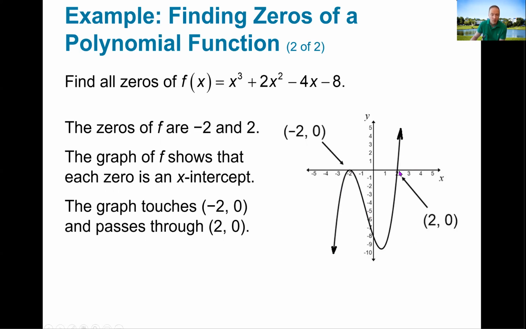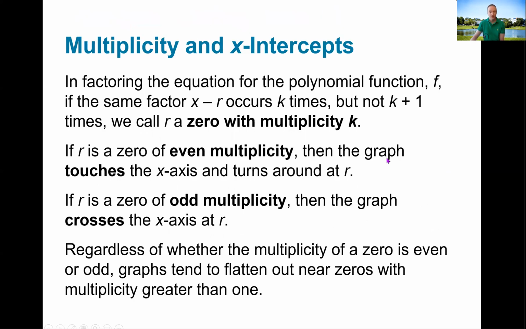If we don't want to depend upon a graphing utility to graph this for us, and I certainly don't want to depend upon a graphing utility, how are we supposed to know that? Well, because of our rules, the rules of what's called multiplicity. Multiplicity is just how many times a solution occurs after you factor.